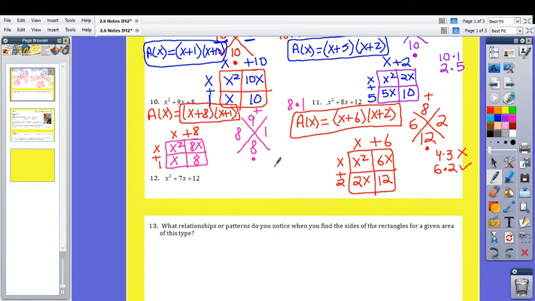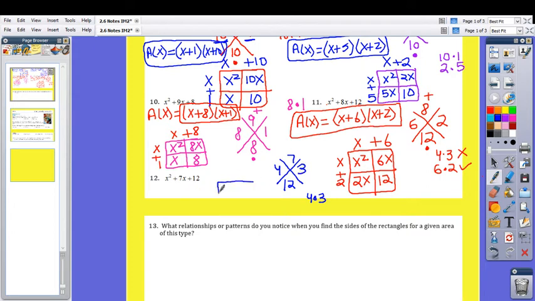So again, this top number is 7, bottom number is 12 times 1, so 12. So we are figuring out two factors of 12 that will give us 7. We just talked about it here. So they are 4 times 3. 4 times 3 is 12 and 4 plus 3 is 7. So 4 and 3.